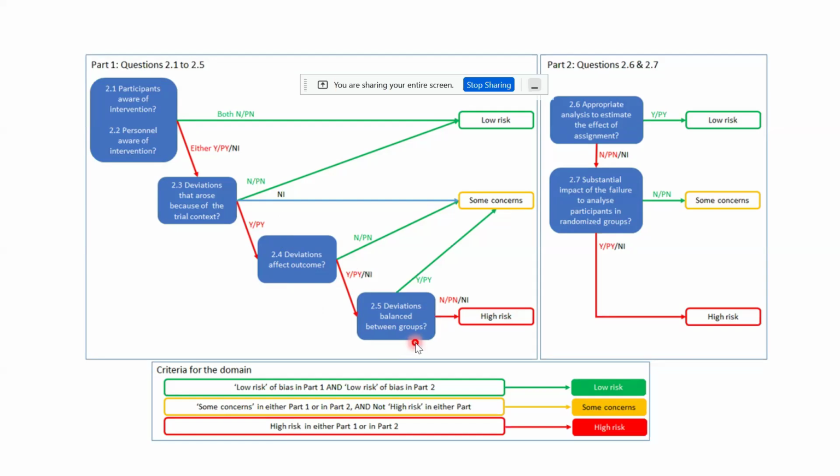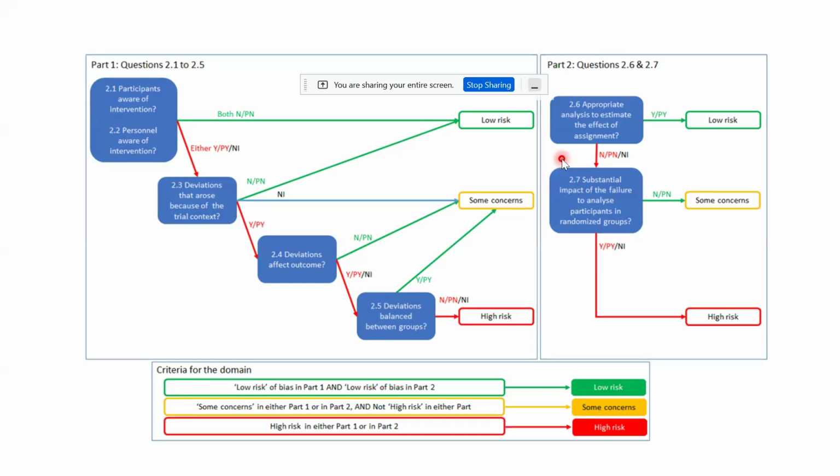Okay. So certain deviations may occur because participants are being lost to follow up at a similar rate. Okay. Then this will become as deviations were balanced. Okay. But in case we see that the number of deviations are maybe not balanced, maybe they are more in the intervention group, then it becomes no and it goes to high risk. Okay. No or probably no. So this was part 1 of domain 2 for if we are analyzing according to the effect of assignment to intervention. Okay. So domain 2 is assessed in 2 parts.